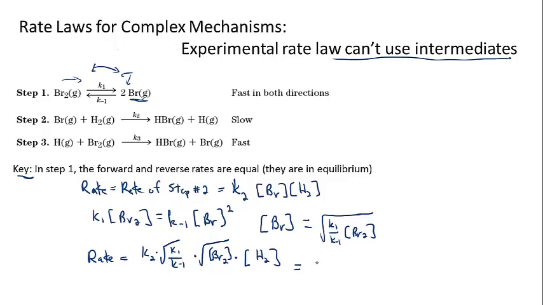So another way to write that would be k, because all of these just make a constant, times the concentration of Br2 to the 1/2 power times the concentration of H2. And that is the final rate law for that. In actual complex reactions involving many steps, we often end up with very complicated rate laws, making this one even seem fairly simple.